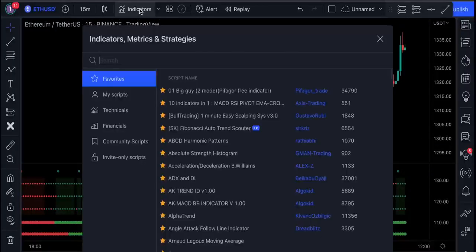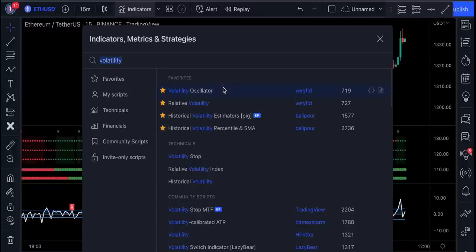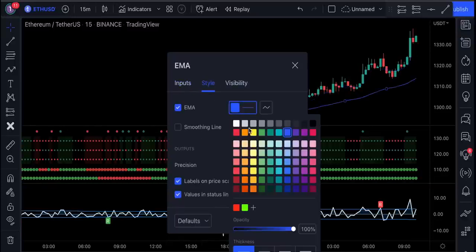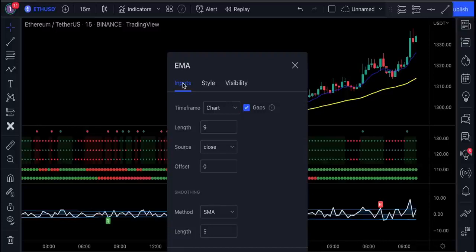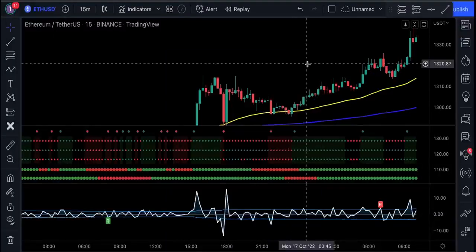For the next indicator, we will add the volatility oscillator. It's going to be this indicator by Verifid. And finally, let's install two EMAs to the chart. The first EMA will be set to 50. And the second EMA will be set to 200. Alright, the setup is ready. Now let's understand how we should place buy and sell orders.